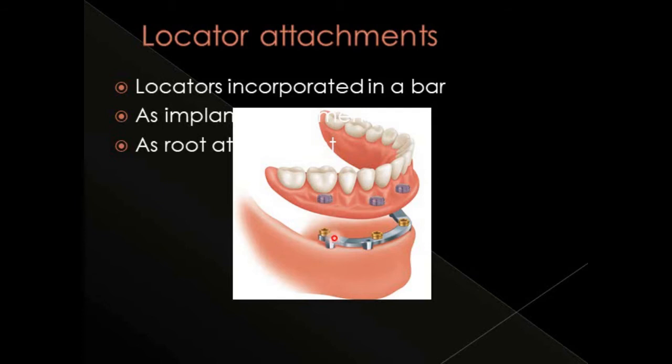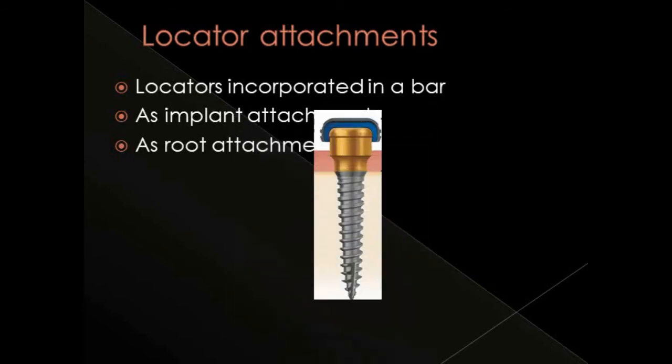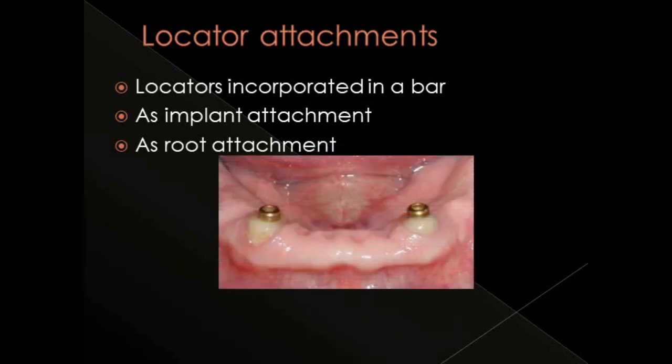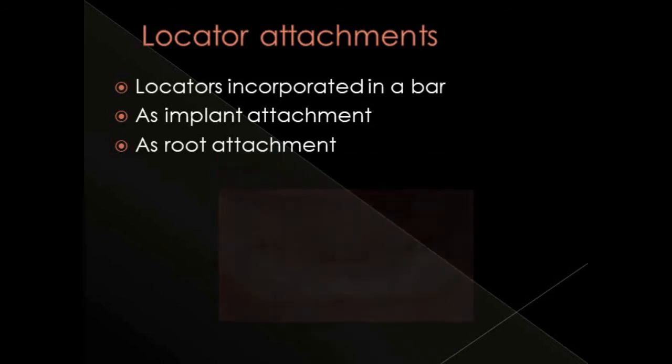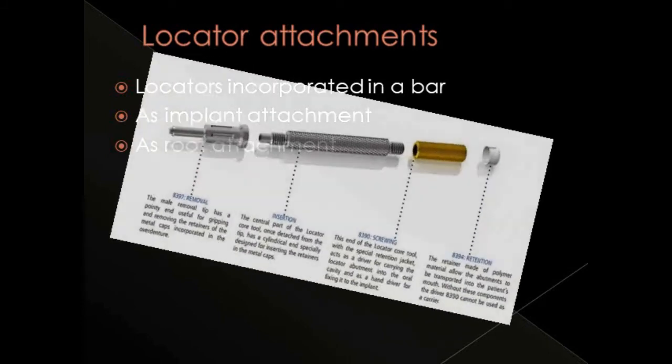So these are the locators that is incorporated into the bar, and the retention value of the locator attachment depends upon the color of the matrix, that is the nylon insert. The next one is the locator attachment that is used as an implant attachment. So again, this is the male component, that is the replaceable nylon insert that is fitted into the permanent denture cap, that is the matrix. Again, it can be as root attachment.